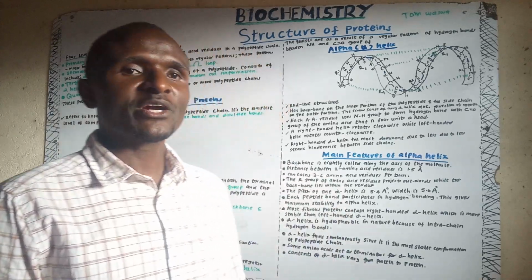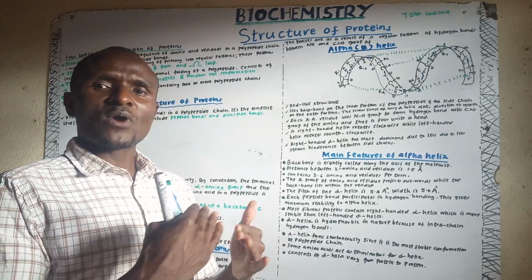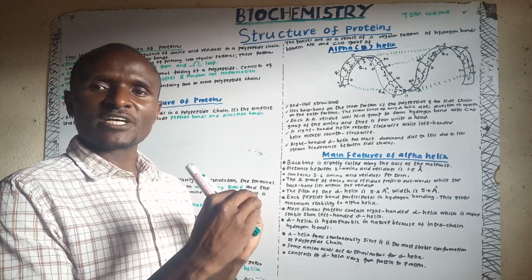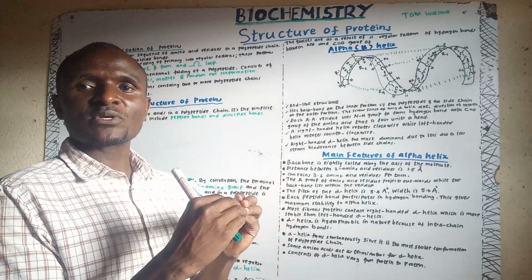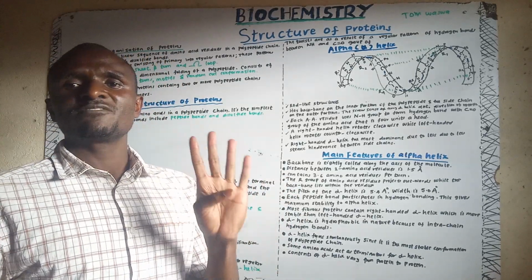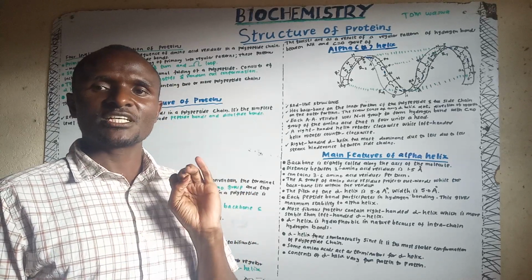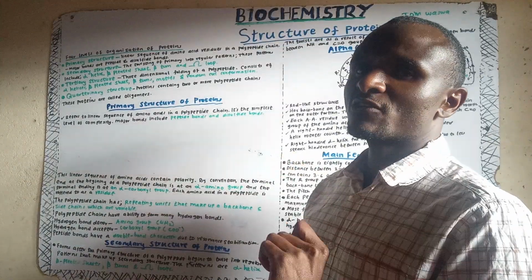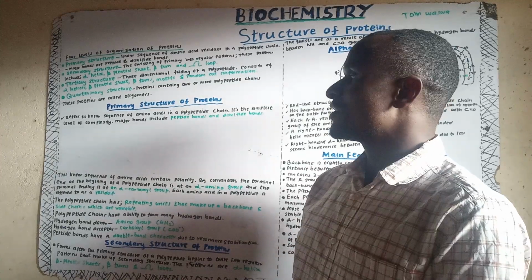In this lecture, we are going to look at the structure of proteins. If somebody asks you what a structure is, a structure refers to the level of organization of a given substance. So in this case, we are going to look at the level of organization of proteins. Proteins have four different levels of organization: primary, secondary, tertiary, and quaternary.